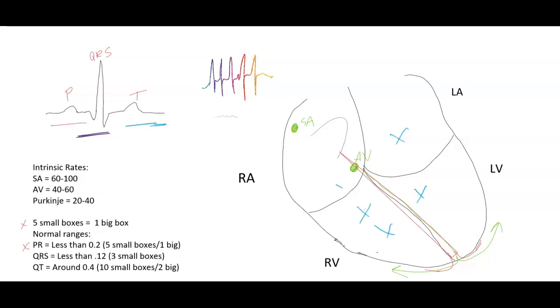So there you have it. Super simplistic. SA to AV node, little jump, bundle of His, and Purkinje fibers. Hope that helps. Good luck, students. Don't worry, you will figure this out. We got this.